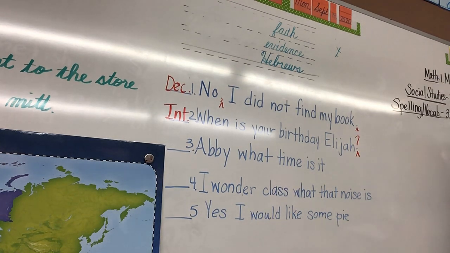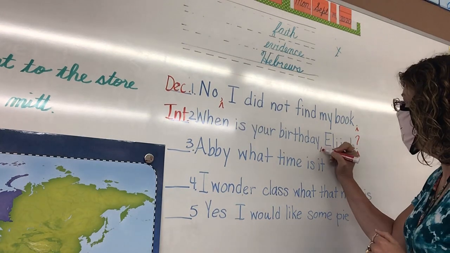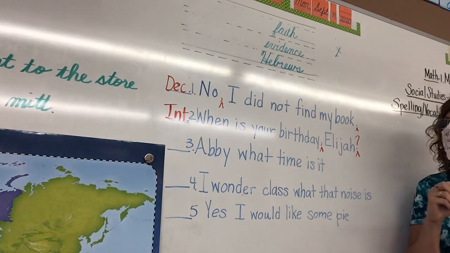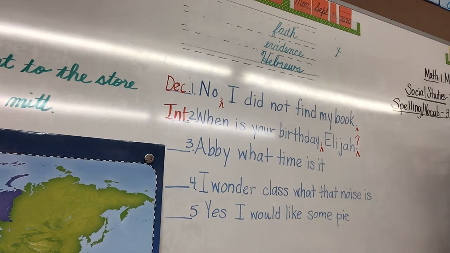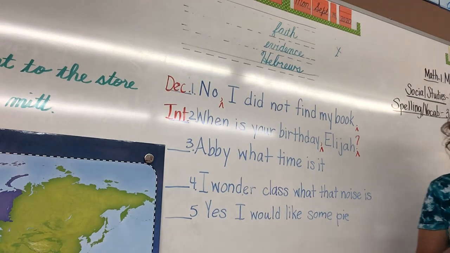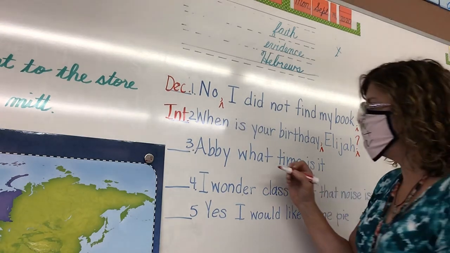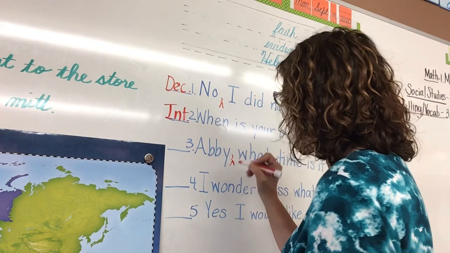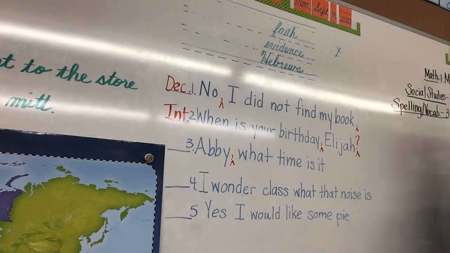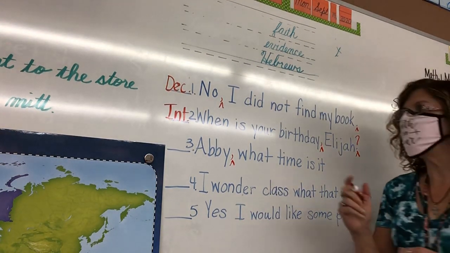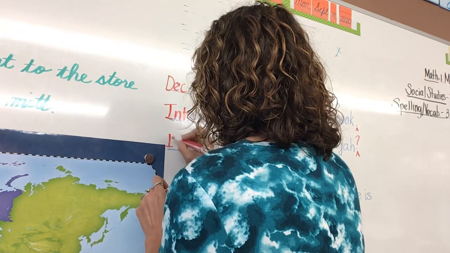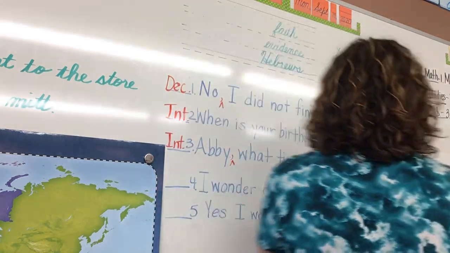Can somebody tell me where I need that comma? Liam? Before Elijah. Yes, before Elijah, because we are using direct address, talking to Elijah, calling him by name. Abby, what time is it? You already answered one, didn't you, Abby? I was calling somebody else in. Paige? I put a comma after Abby. Yes, direct address again, so put a comma after Abby, you're talking to Abby. What kind of sentence is it, Zeke? Interrogative, it's another interrogative sentence. Brennan, how would I punctuate it?